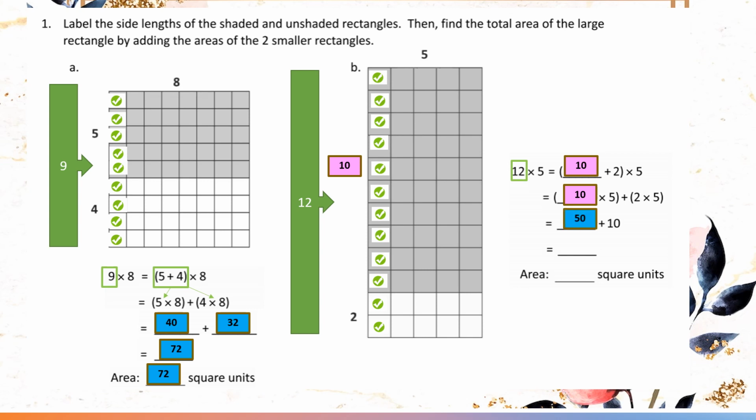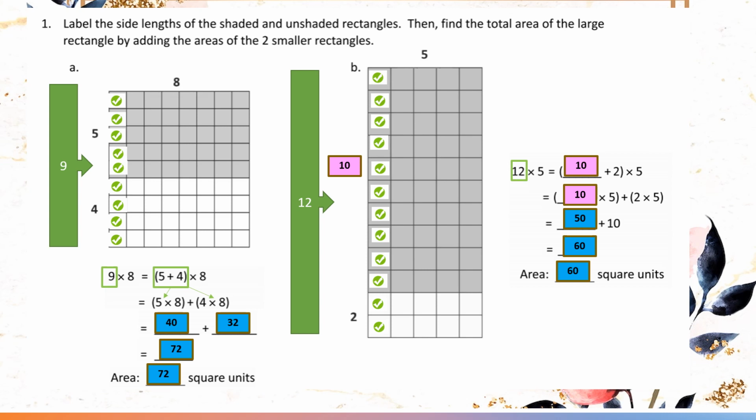That's right. If you said 50, that's absolutely correct. And 2 times 5 is 10, which they already wrote there for us. So now we just have to solve. Well, what's 50 plus 10? And if you said 60, that is correct. So that means that the total area for the big rectangle is 60 square units.